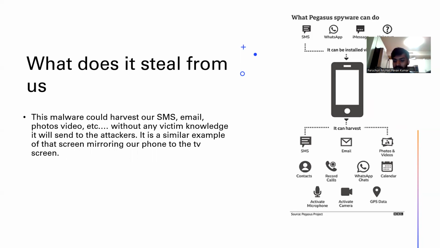It activates the microphone without our knowing, so that they can listen to every conversation we are having with another person. It also activates the camera, which is a big threat to everyone. And the GPS location: everywhere the person is moving, they observe every movement of the person with the GPS data.